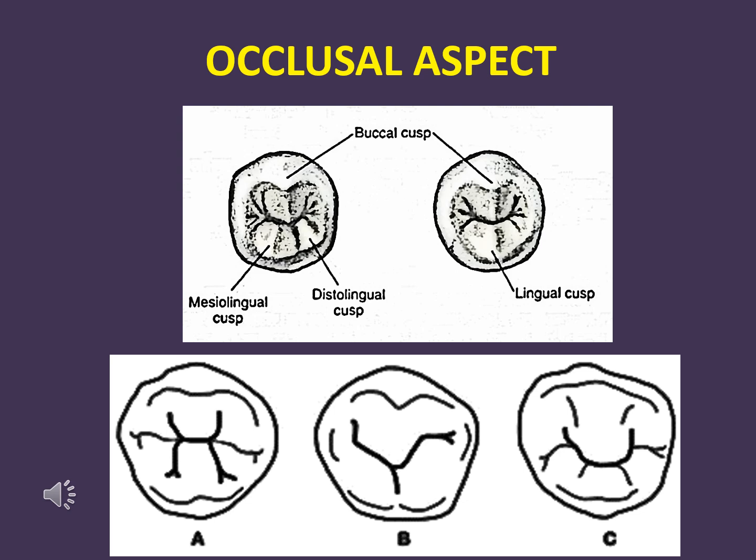According to the developmental grooves, we can divide the occlusal aspect into 3 patterns, that is an H pattern, a Y pattern and a U pattern. Picture A represents the H pattern, picture B represents the Y pattern and picture C represents the U pattern. The H pattern as well as the U pattern are seen in a 2 cusp pattern, whereas the Y pattern is seen in a 3 cusp pattern. Now we'll see in detail about the 3 cusp pattern as well as the 2 cusp pattern.